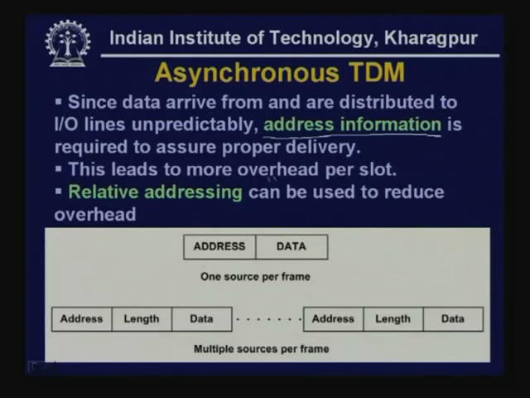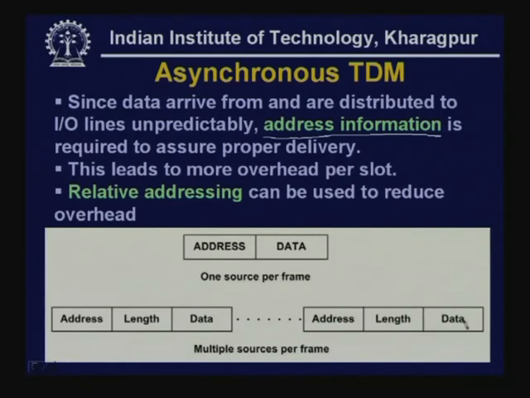If there is only a single channel, we can send address followed by data, variable length data. That means one source per frame. That means per frame we are sending one source. However, the most general case is that we can send several data from several sources per frame. For example, for each source we can have an address field, length field and data field.